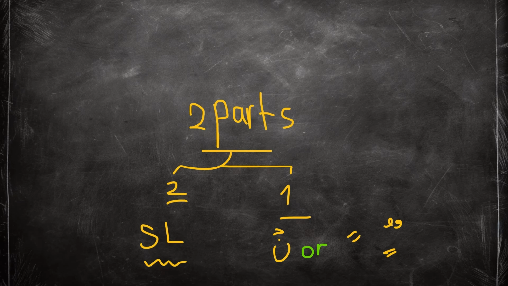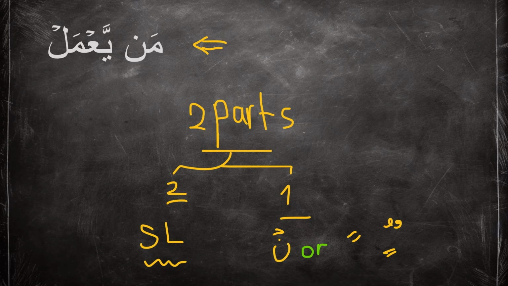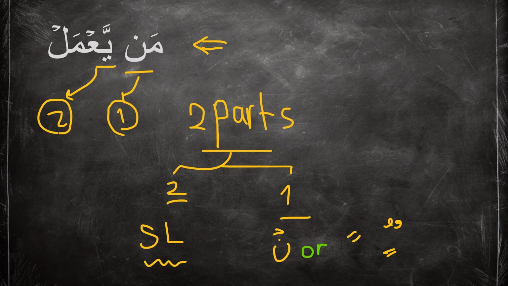Okay, so let's take an example. For example, this one here, من يعمل. Okay, من يعمل. We find that the first part is the noon sakina here, and the second part is the ya, which is directly following the noon sakina. The ya is the specific letter. Later, inshallah, we will know that this ya is specific for idgham, and how to apply this idgham rule. But for now, I just want you to know which is the first part and which is the second part.